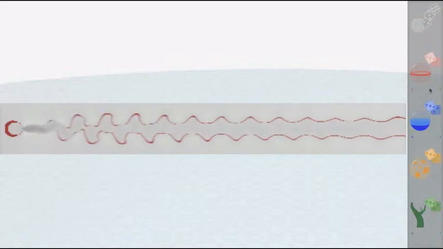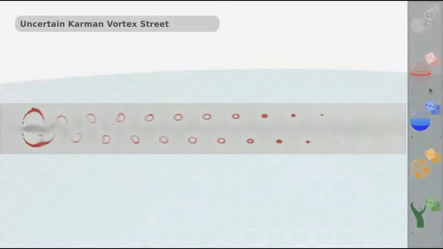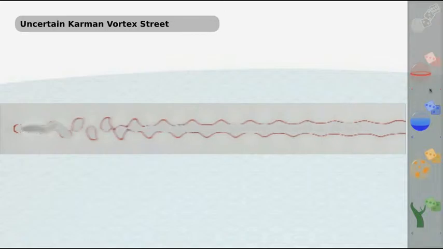Scalar measurements are often affected by errors. This context yields uncertain scalar fields, where each point of the domain is now mapped to a probability density function. This example shows the velocity of the uncertain Kármán vortex street.